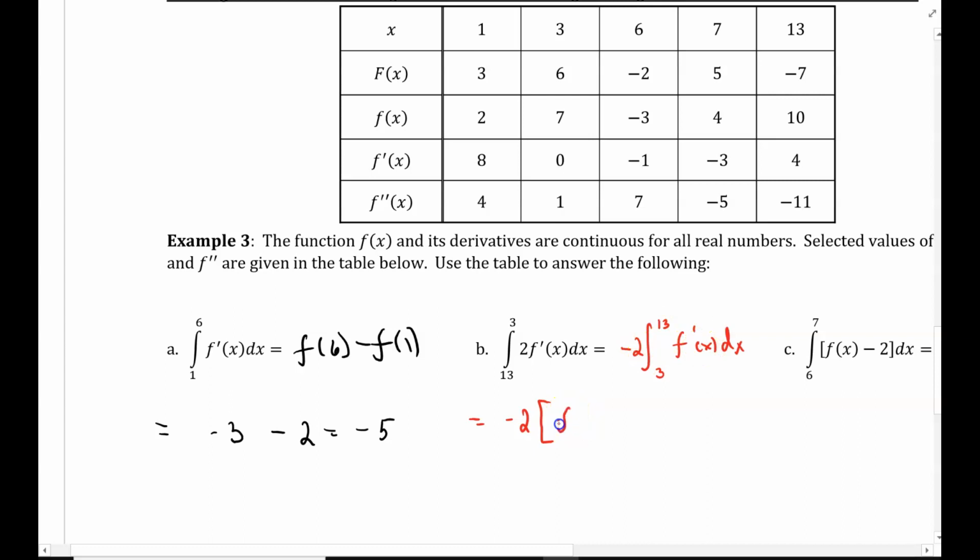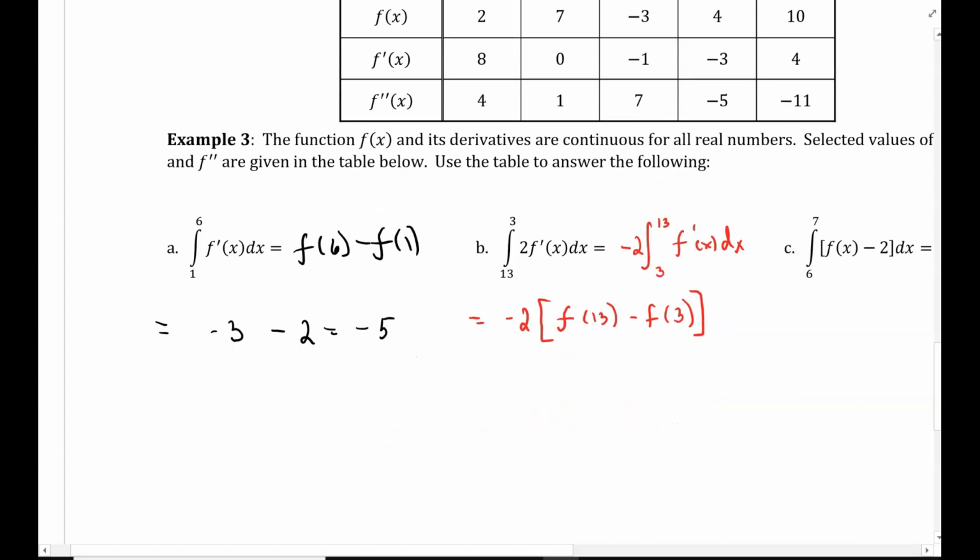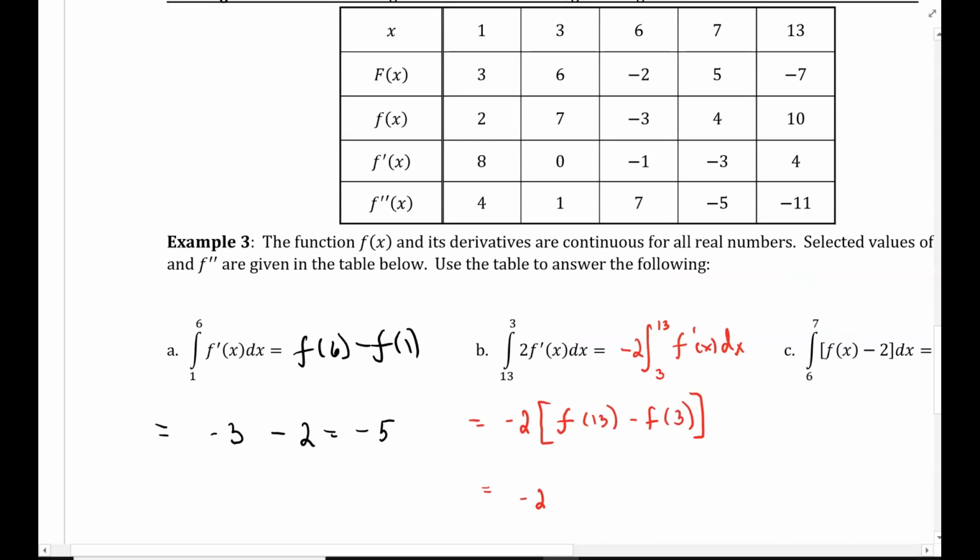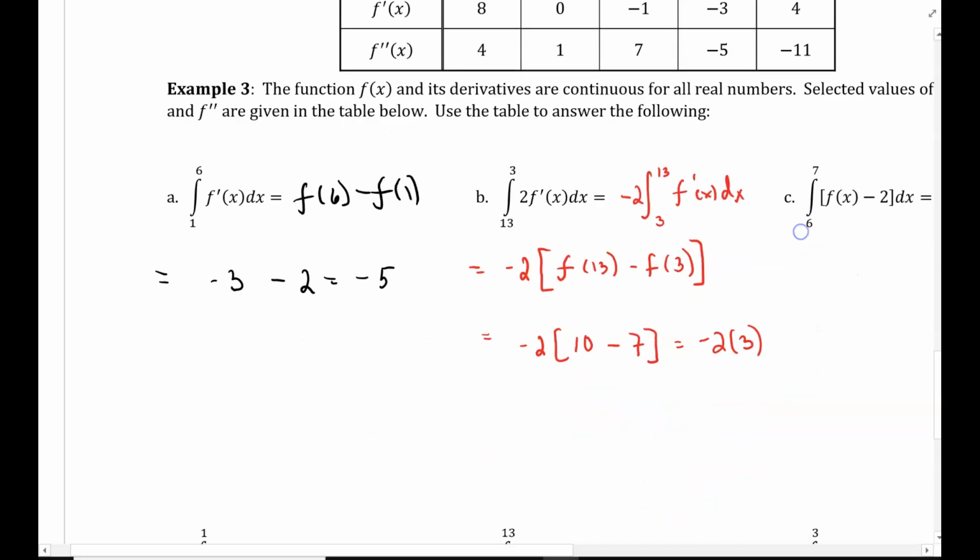And I have the integral of f prime of x. So that is f of x evaluated from 3 to 13. So I plug in 13 first, then I subtract the 3, top minus bottom, okay? And I just have to find these values. So negative 2 times f of 13, that's 10, minus f of 3, which is 7. That gives us 3. So negative 2 times 3 gives us negative 6. There's your answer.